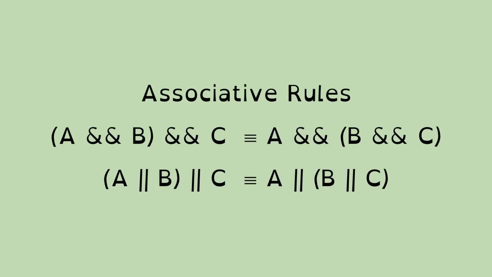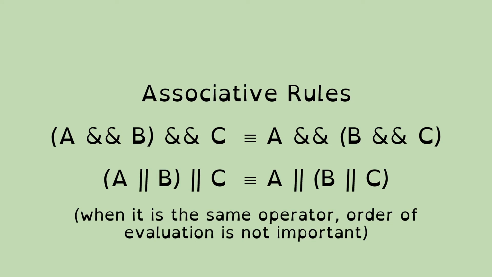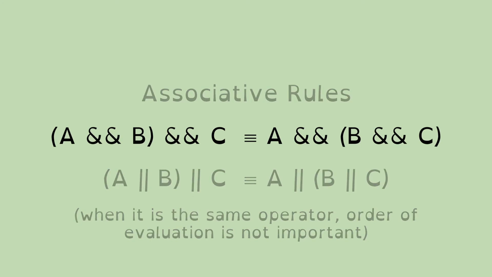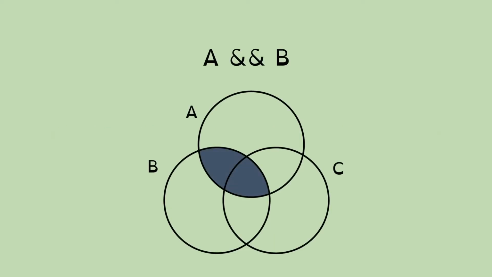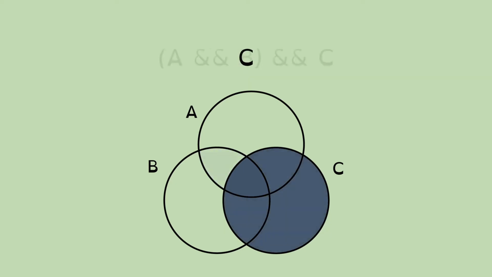Slightly more complicated now, associative rules. So let's do each one at a time. But the high-level idea is that when you have the same operator, the order of evaluation is not important. So, the first one of these, A and B in brackets and C, is equivalent to A and, in brackets, B and C. Okay, here we go. So we take the first term, A and B. Here's the Venn diagram for A and B. It's the intersection between the two. Here's C. Here's the two of them combined, A and B and C.